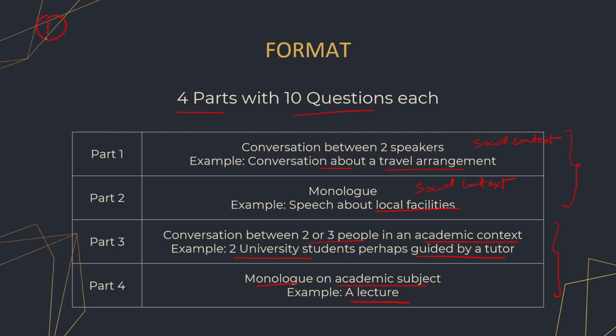And these recordings could include a range of accents. Now, these accents could be British, Australian, New Zealand, American, or Canadian. But it's important to note that 85% of the times it would be British accent, since this test was created by Cambridge University.